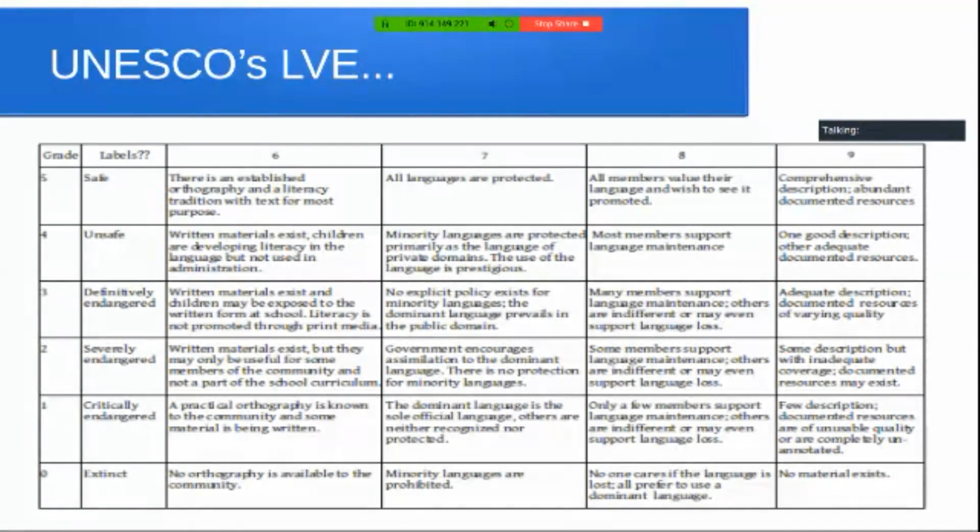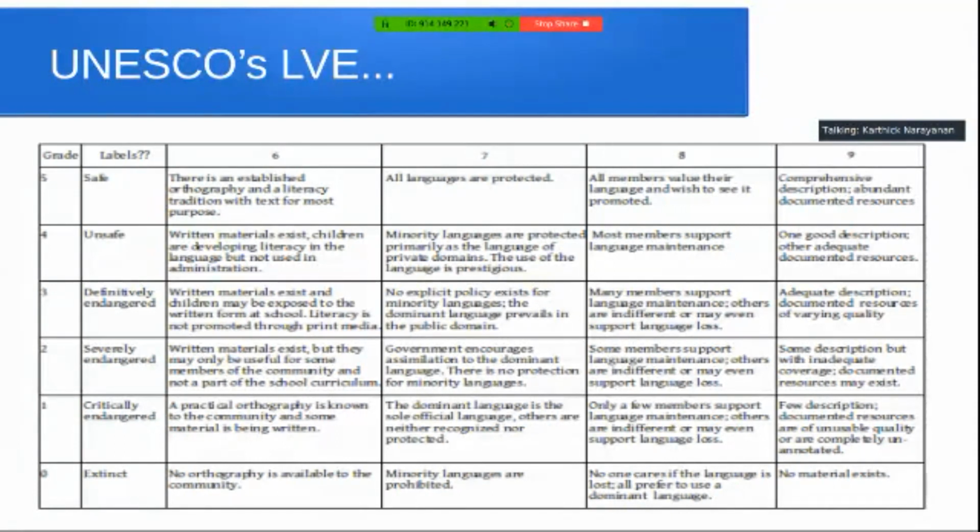I'll just read the top level, which is safe, grade 5. All languages are protected. This is not in India. All languages are not protected. Coming to grade 4, which is unsafe, minority languages are protected primarily as languages of the private domain. The use of the language is prestigious. Again, here they recognize that people should speak the language. The nation recognizes that people should speak the language, but the nation has a policy, has decided that it should be spoken only in private domains, and not in public domains.